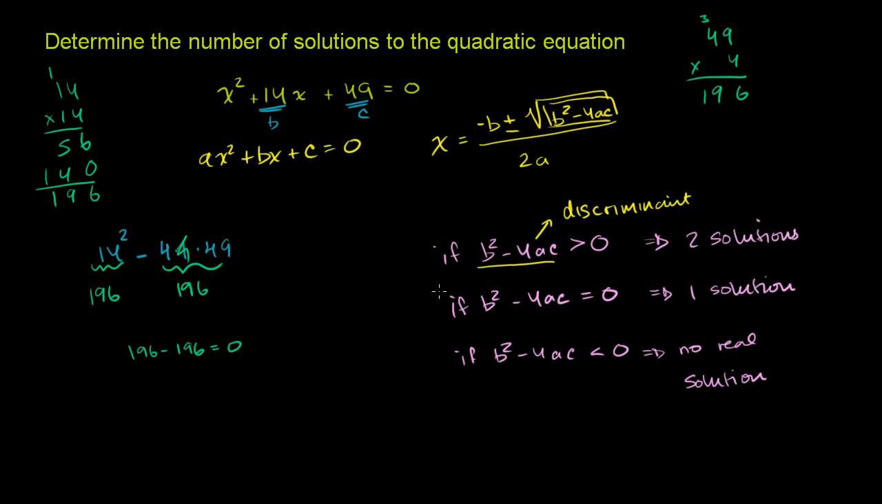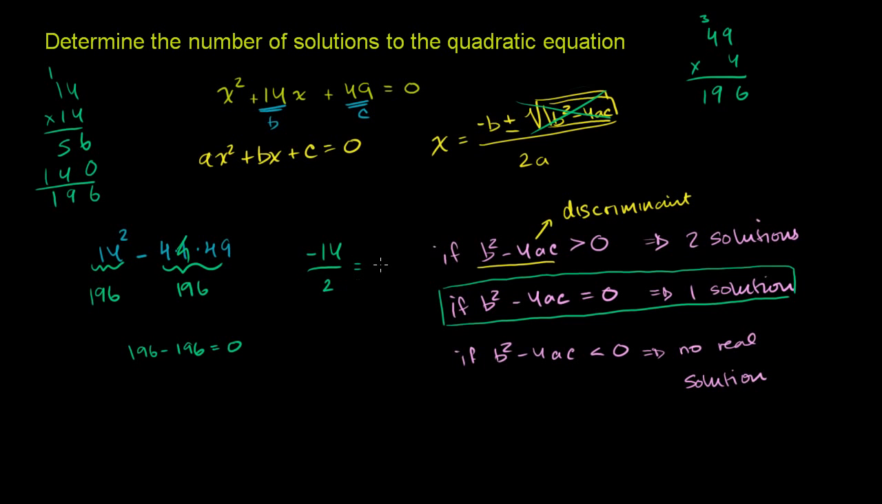So we're dealing with a situation where the discriminant is equal to 0. We only have one solution. And if you want, you could try to find that one solution. This whole part is just going to be the square root of 0. It's just going to be 0. So the solution is going to be negative b over 2a. Negative b is negative 14, over 2 times a. A is just 1, so over 2. So it's equal to negative 7. That's the only solution to this equation.